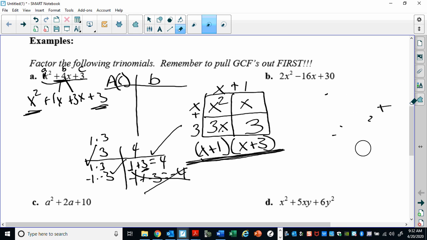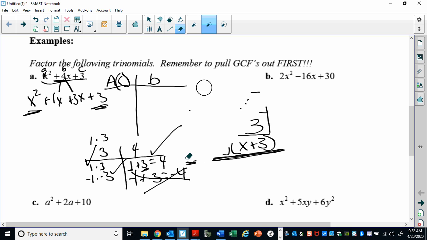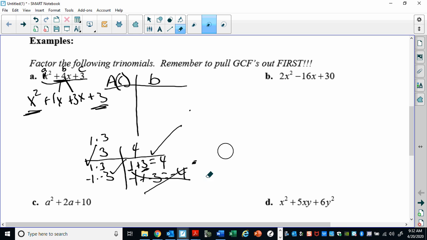If you need another sheet of paper to work on, or a notebook paper, maybe you printed out the notes and you don't have enough space, remember, you can always add to your notes with loose leaf paper to help you understand better. All right, so let's look at letter B. The first thing you have to do is pull out the GCF. The last one didn't have a GCF. Whenever that's a 1 there, it's not going to be a GCF.